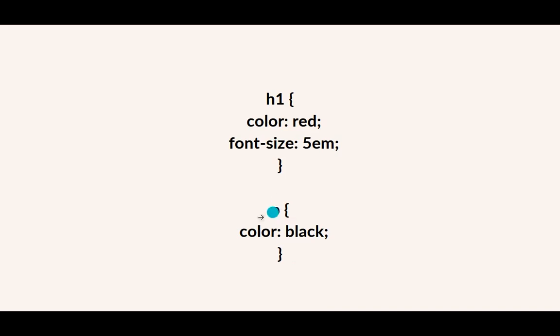Another example is our paragraph. So we could target our paragraph, we could give it a color, and we could style it black. So this is how you use the selector, the property, and what value you want to give it. The selector, the property, the value.